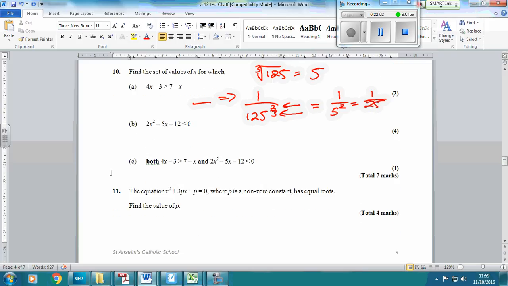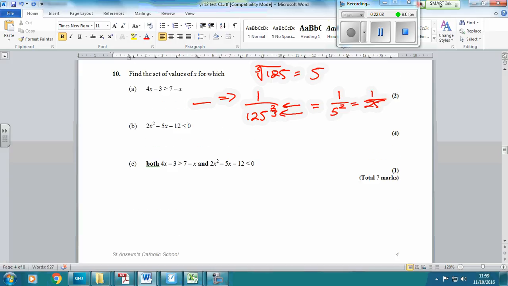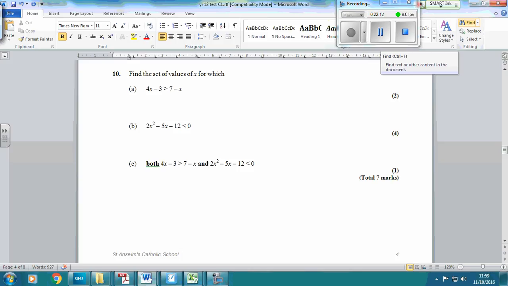Now question 10 goes back to question 1, and pretty much everything that we need to do for it. So, step 1, we want to get all the x on the one side, all the numbers on the other side. So we get the x onto the left-hand side and get rid of the 3 and put it on the right-hand side, which leaves us 5x is greater than 10, x is greater than 2.